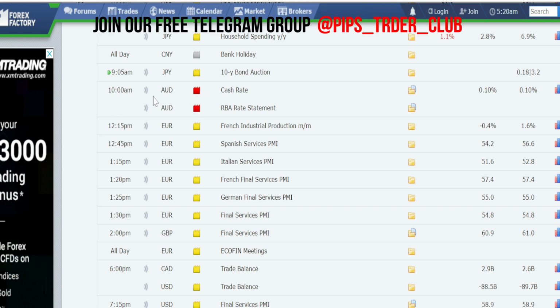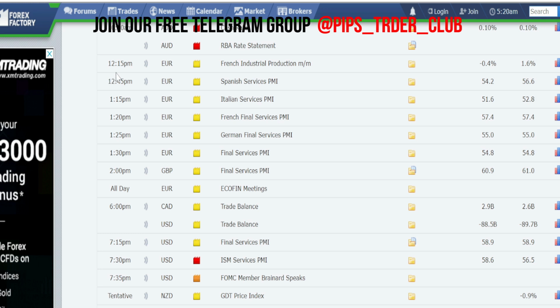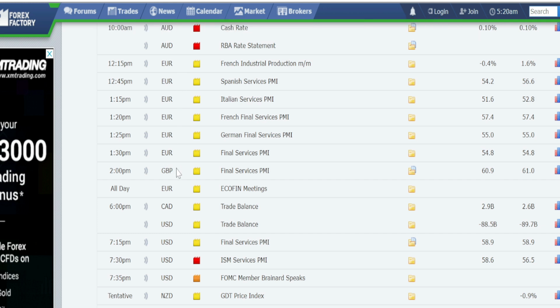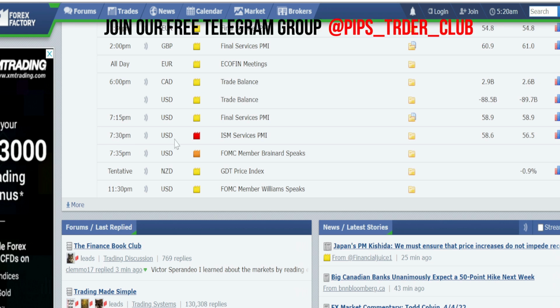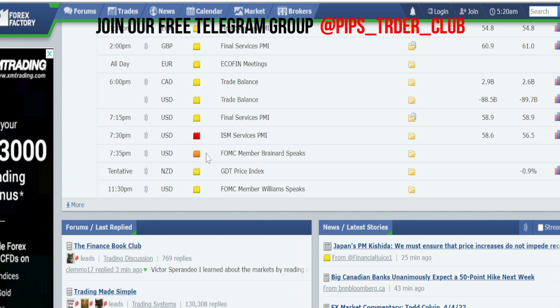news on Australian dollar, and again from 12:15 PM we have low impacting news for most of the major currency pairs like Euro currency pairs, British pound currency pairs, Canadian dollar currency pairs and US dollar currency pairs. At 7:30 PM we have high impacting news for US dollar currency pairs, ISM service PMI, and at 7:35 PM we have medium impacting news for US dollar currency pairs. So plan your trade entry and exit based on this. Don't enter into the trades at wrong time.